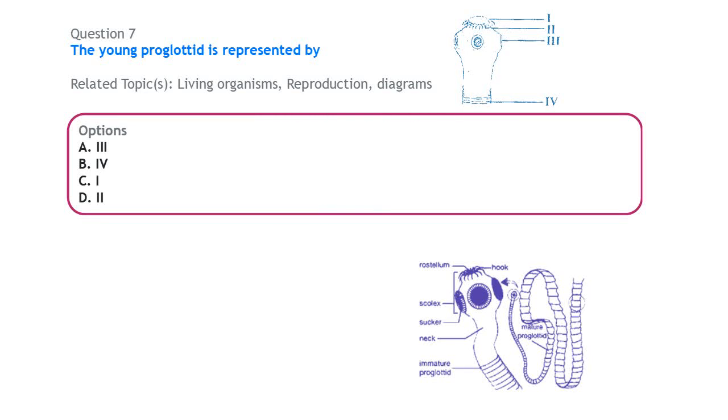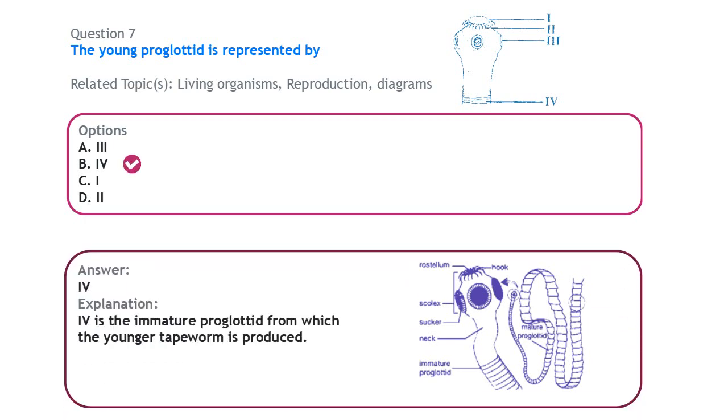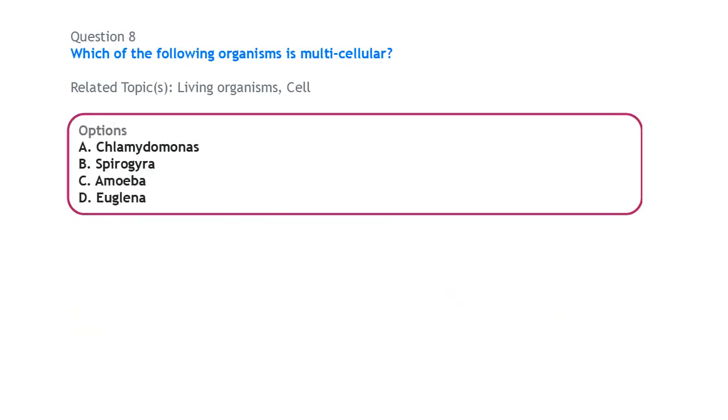Next, using the same diagram as in the previous question, the young proglottid is represented by, that is the part labeled IV. The part labeled IV is called the young or the immature proglottid, from which the younger tapeworm is produced. Next question on cell. Which of the following organisms is multicellular?